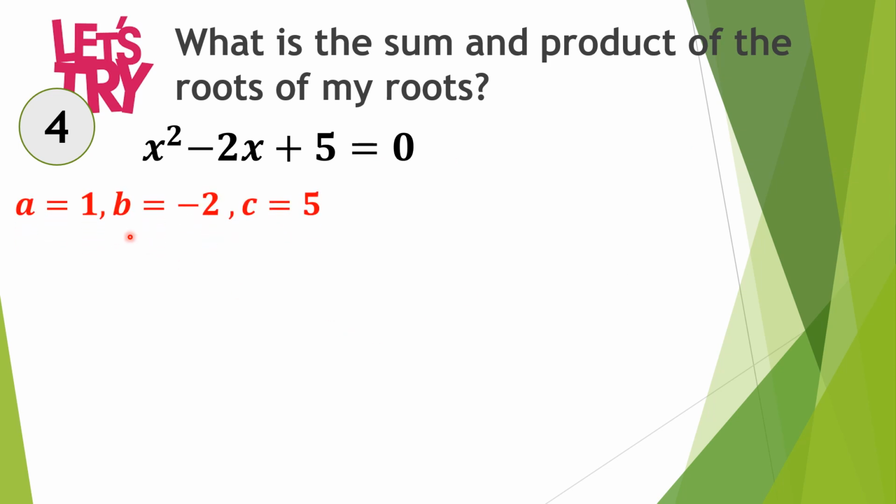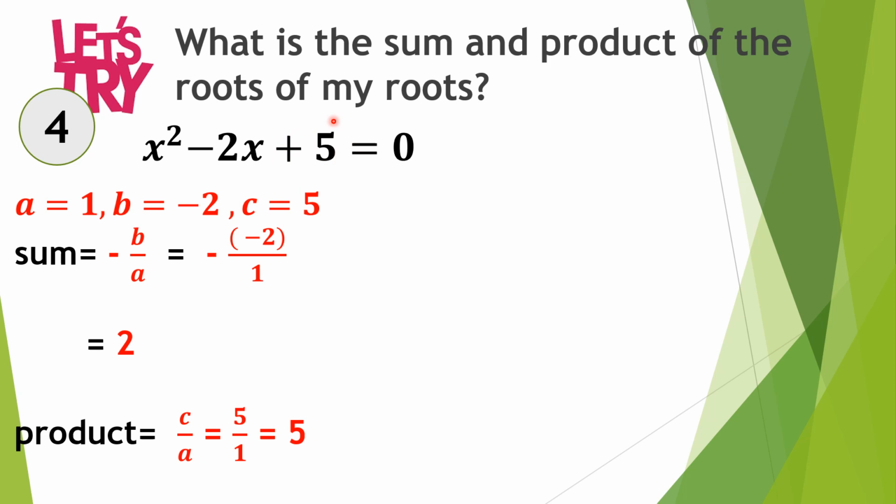Let's check. So a is equal to 1, b equals negative 2, c equals 5 from the formula. So the sum is negative b over a, so negative of negative 2 divided by 1. Of course the sum is equal to 2, which is the opposite of the negative 2 here. So that's the sum of the roots. What about the product? C over a, the long process, so it's equal to 5. Now, let's take a look at the solution.